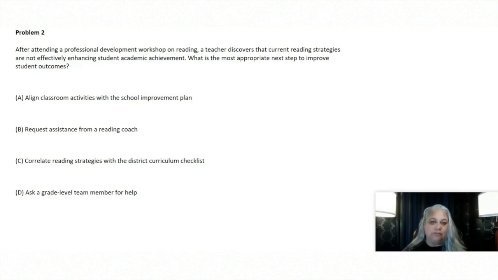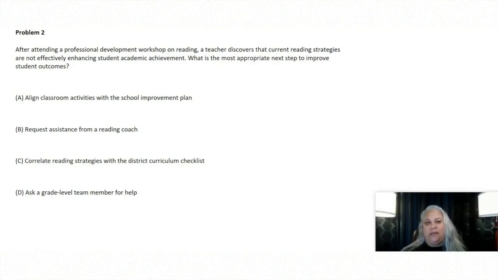Let's discuss these options because all of them are good choices. However, we know that we must find the one single best answer for the answer choice. So A, aligning classroom activities with the school improvement plan. This is a very large and broad task that needs to be done. And normally classroom activities are somewhat aligned to the school improvement plan, and it's really more part of the big picture rather than a single thing to do to follow up from a staff development training. So A is probably not the best answer.